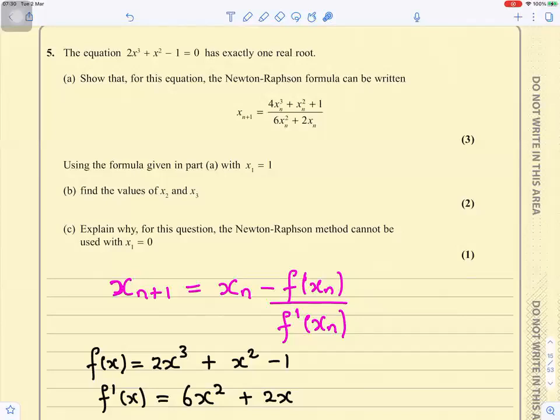Question number 5. The equation 2x cubed plus x squared minus 1 equals 0 has exactly one real root. We want to show that x n plus 1 is equal to that.